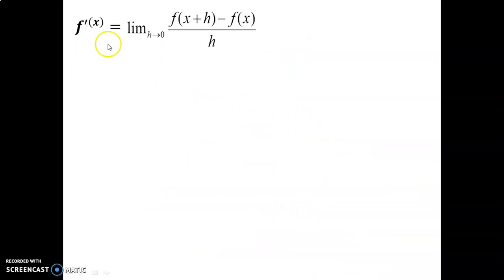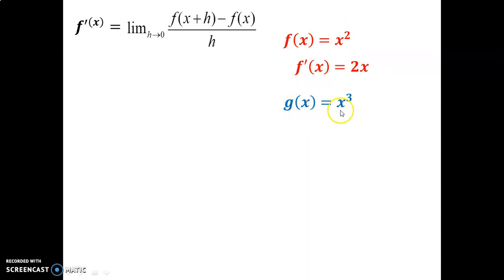So now, let's take a look. If that's our definition of a derivative, are we always stuck using that every time we want a derivative function? Maybe, maybe not. Let's take a look. So here's the first one we figured out. This was the function, this was its derivative. The second one we looked at was this function, and its derivative was this.